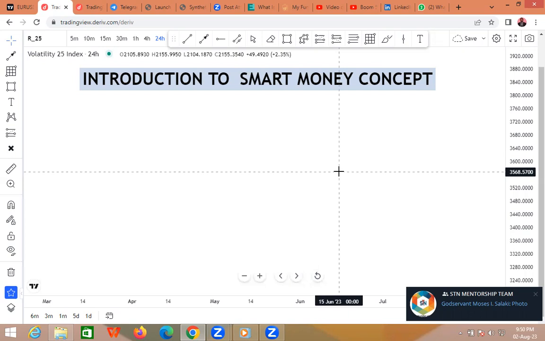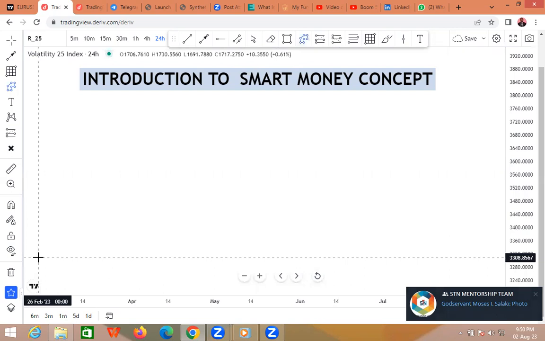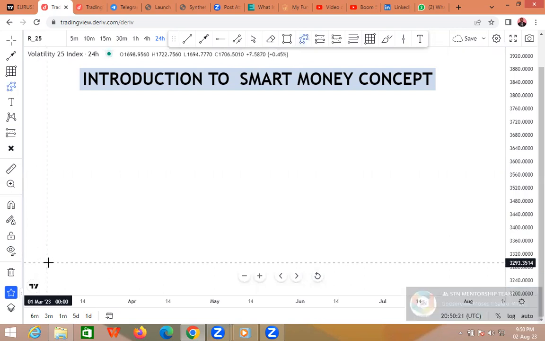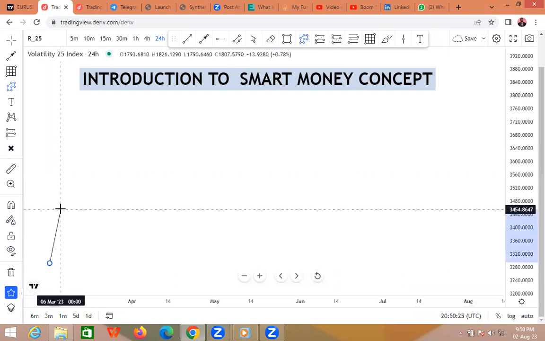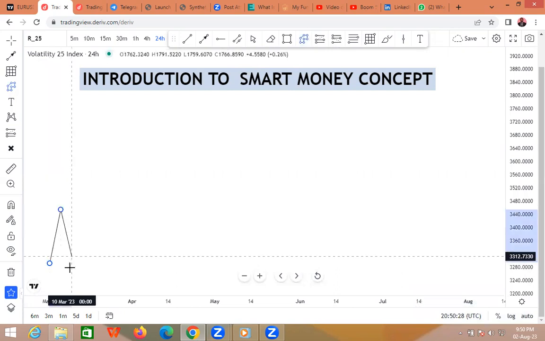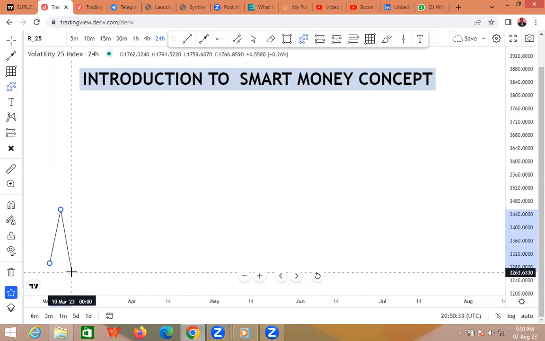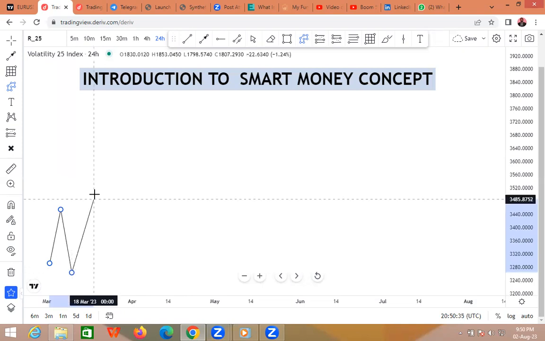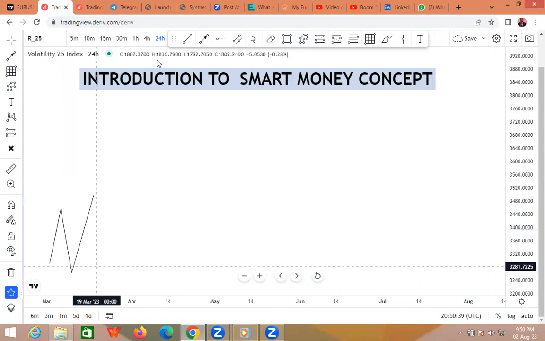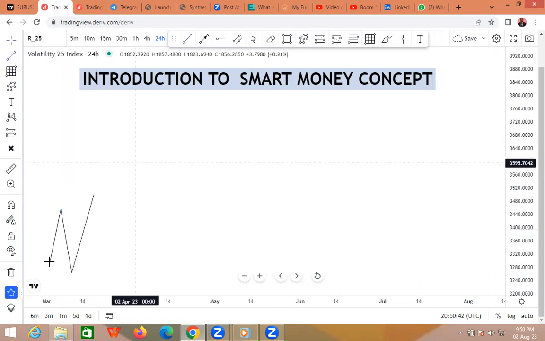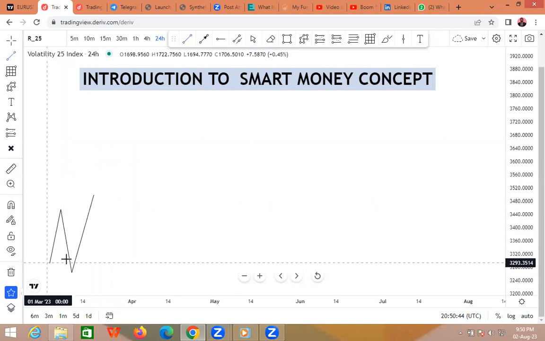All right, so let's say, for instance, we have something like this. Price goes up, takes this liquidity, and then price is still breakable. So now you know that price has done one thing. You must be mindful of liquidity sweep.